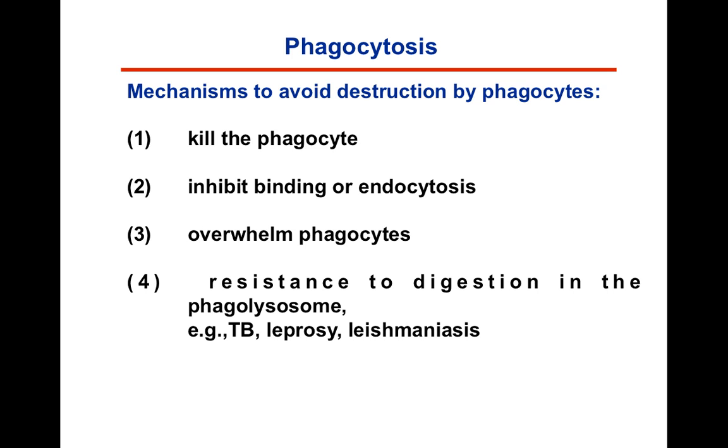They can overwhelm a phagocyte. They can grow inside the phagocyte and just overwhelm it. They're too big for the phagocyte, or there are too many of them for the phagocyte to actually kill, and therefore they can have resistance to digestion in the primary and secondary lysosome. And some of those, what you see is a hallmark, for example, of certain types of infectious agents like tuberculosis and leprosy and leishmania. These are bacteria, mycobacterium, that will grow inside the macrophage.